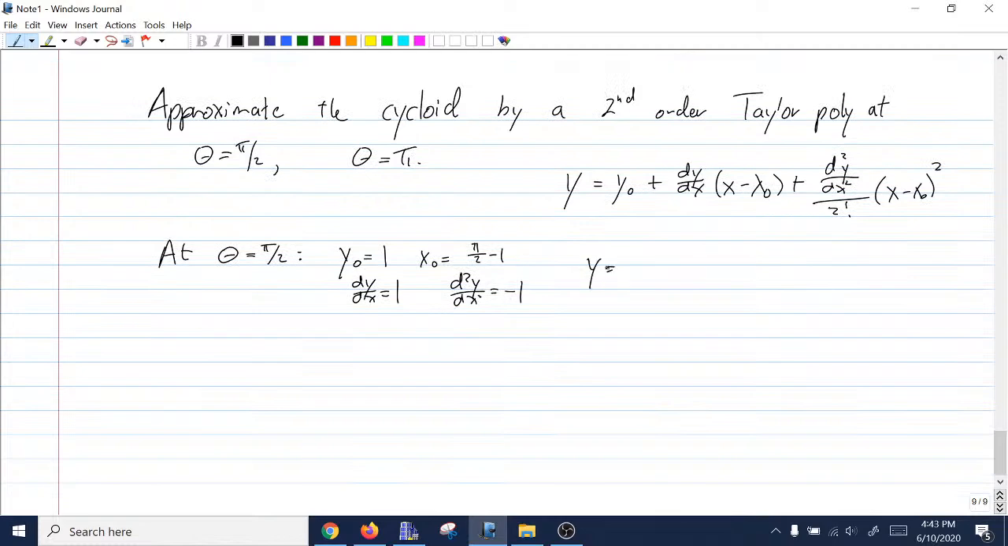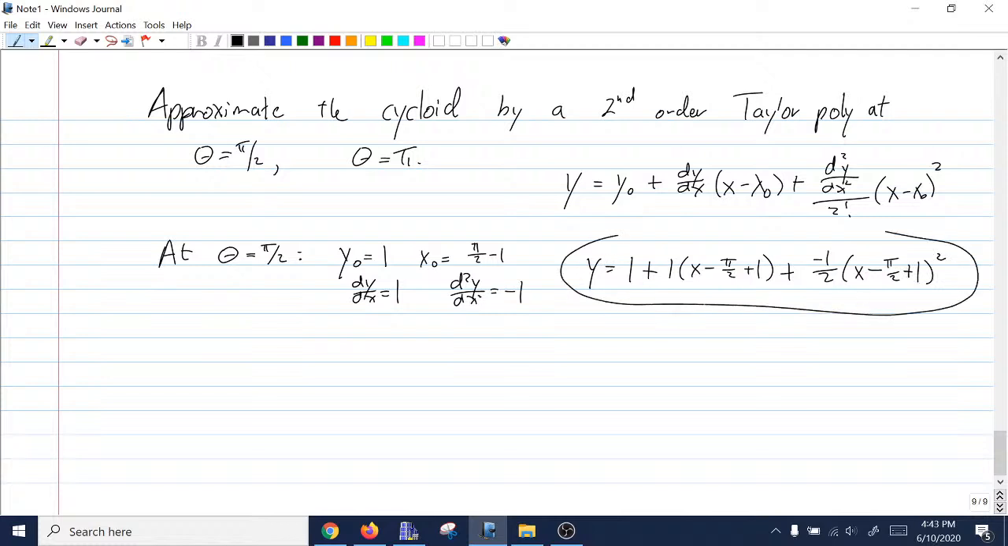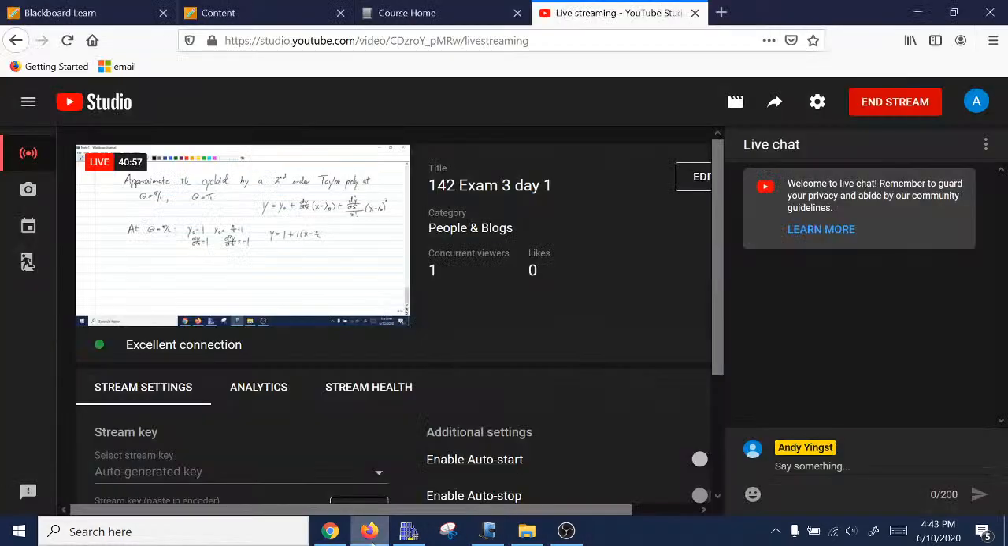We get y equals 1 plus dy dx, which is 1, times x minus pi over 2 minus 1, plus negative 1 over 2 factorial, times x minus pi over 2 plus 1, squared. Allegedly, this curve hugs the cycloid. Let's see if we can actually verify that.